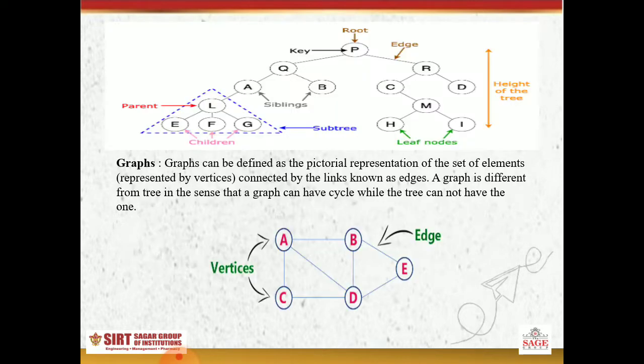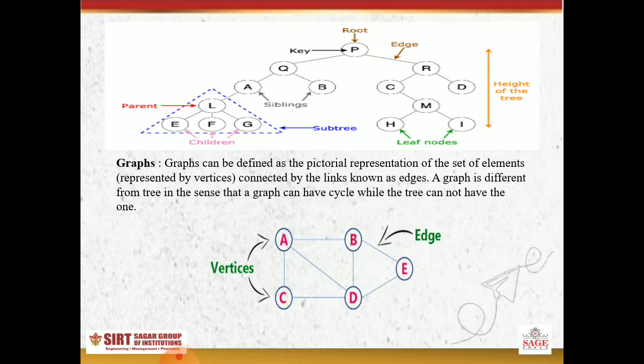Okay, this is the example of tree. The P shows the root value. Okay, and there are the leaf nodes like H, I, E, F, G, you know, and this also shows the parent-children relationship, like P is the parent of Q, R, and P is a grandparent of A, B, C, D, like that. Okay, and in the tree so many subtrees are also possible.